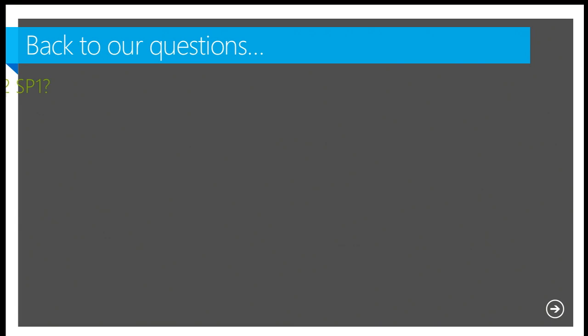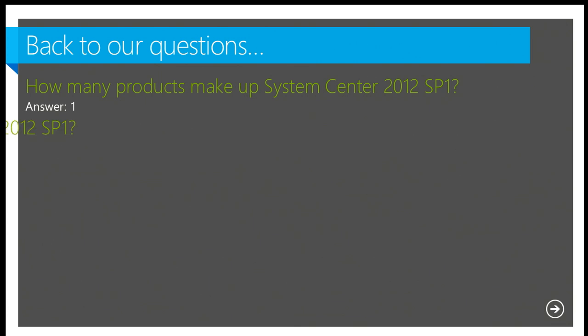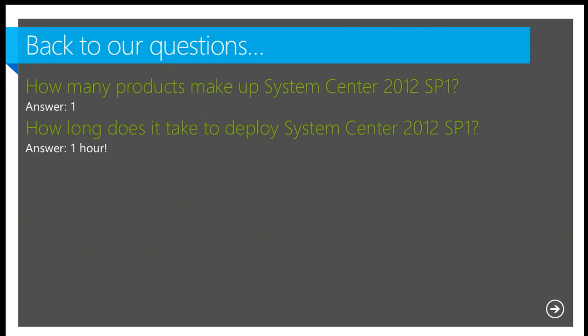So back to our questions. How many products are there in System Center? There really is only one now. How long does it take to install? 1 hour. In all honesty, if you're doing a full HA scale out, you've probably got a 6-node cluster with multiple instances on it. It's going to take about 2.5 to 3 hours to do that, but a lot of deployments can be as little as an hour.